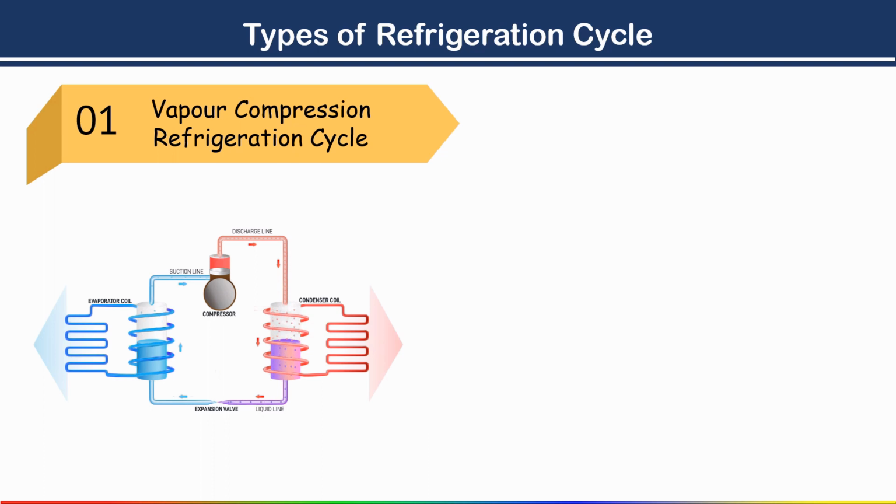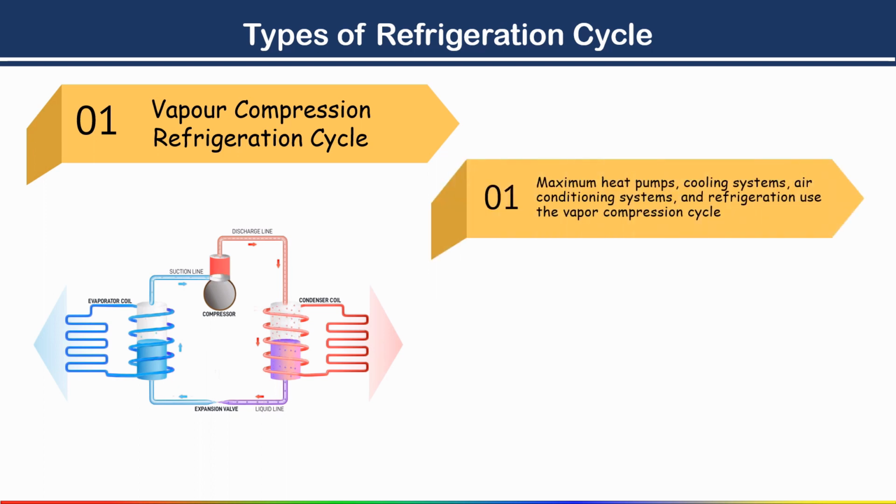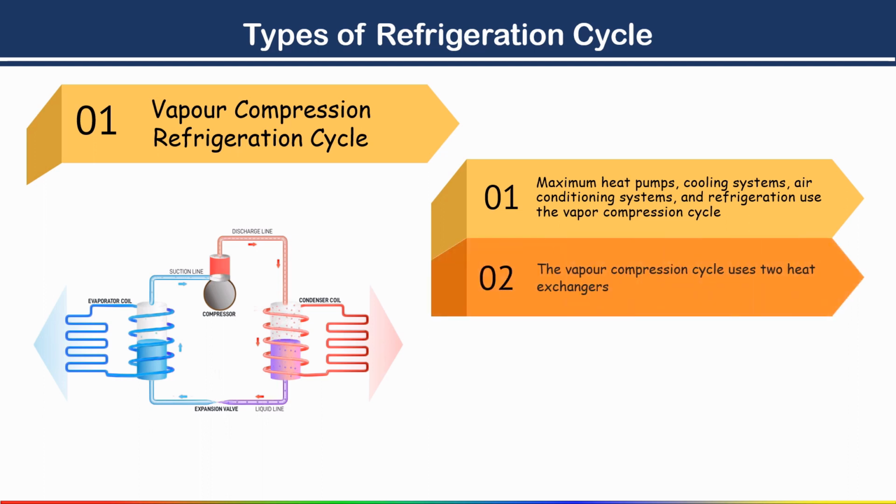Remember, the vapor compression refrigeration cycle is the most widely used refrigeration system. In this system, the working fluid is a vapor. It readily evaporates and condenses, changing alternately between the vapor and liquid phase without leaving the refrigerating plant. Most heat pumps, cooling systems, air conditioning systems and refrigeration use the vapor compression cycle. The vapor compression cycle uses two heat exchangers.